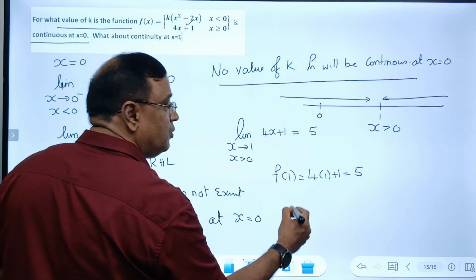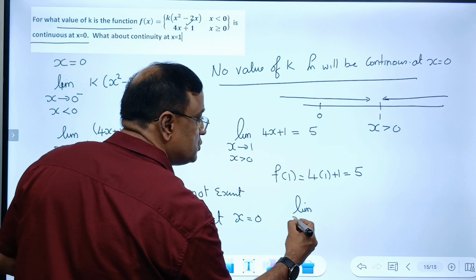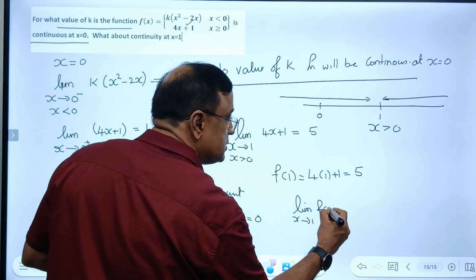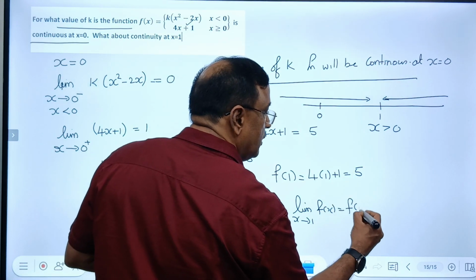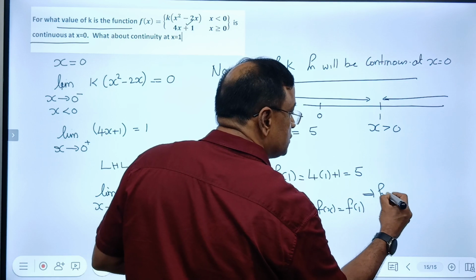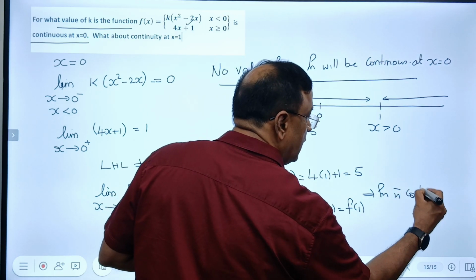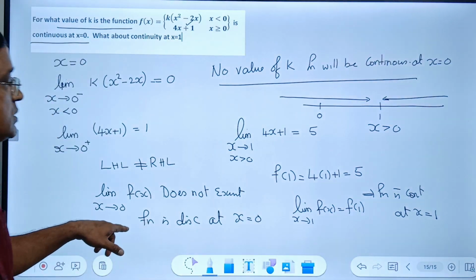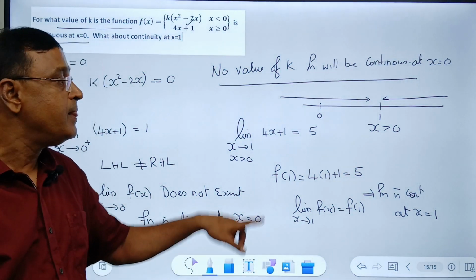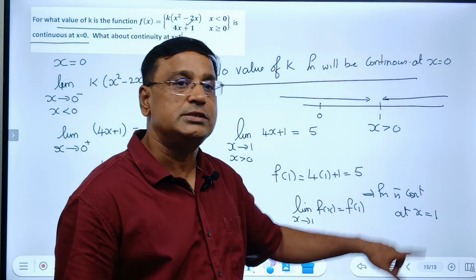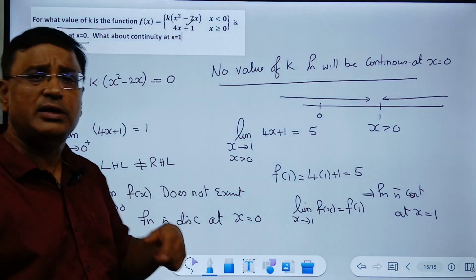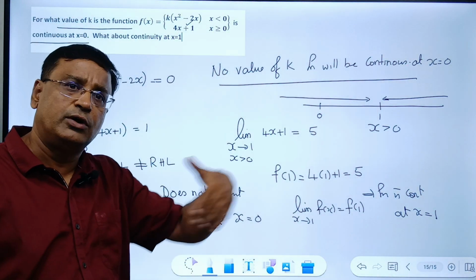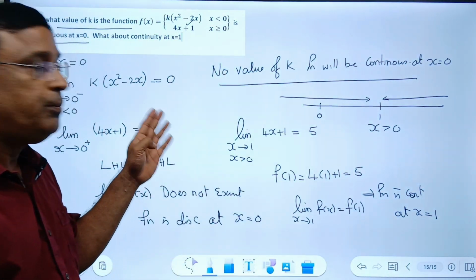Now what do you say about both? So limit x approaches 1 of f of x equals f of 1. This implies the function is continuous where? At x equal to 1. Whereas the function was discontinuous at x equal to 0, here the function is continuous at x equal to 1 because 4x plus 1 is a straight line, okay, for x greater than 0. So I hope you have understood.